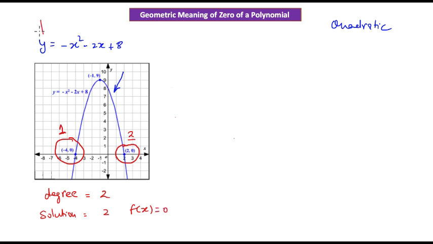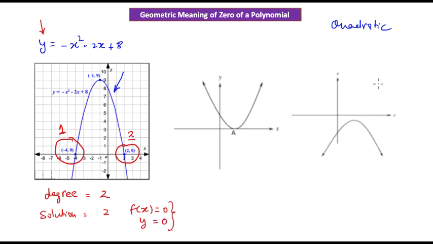In this case, we are saying this is y. So f of x equals 0 or y equals 0 means the same thing to us, right? Just like that, I have brought two more examples. So this was my graph 1, this is graph 2, this is graph 3, right?